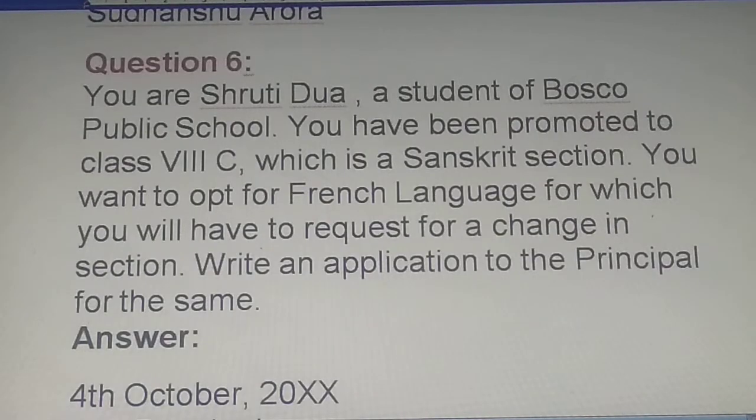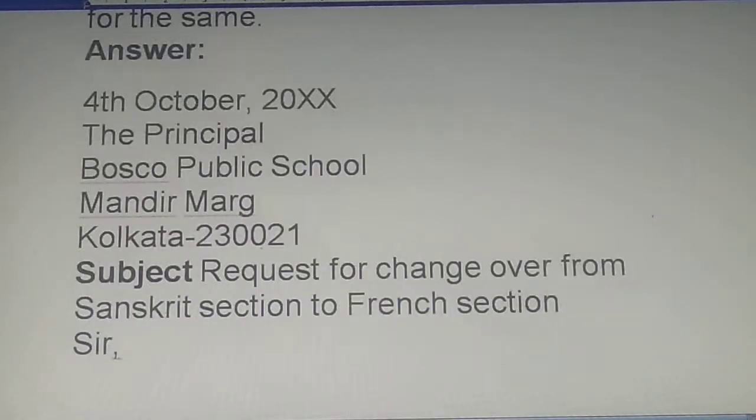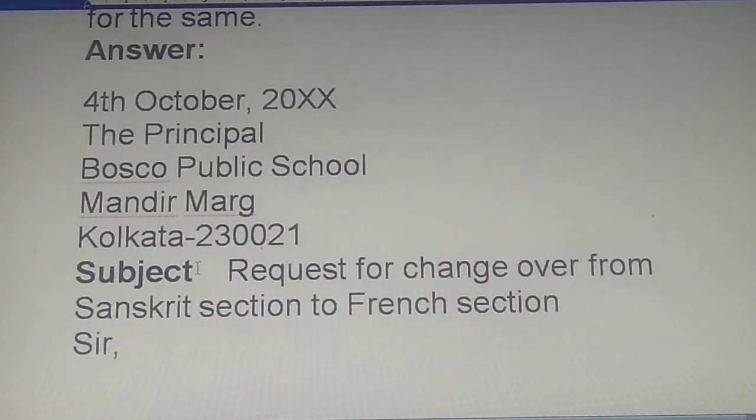Okay. One more question. You are Shruti Dua, a student of Bosco Public School. You have been promoted to Class 8C, which is a Sanskrit section. You want to opt for French language, for which you have to write an application to the principal. So this is how you write it. And what's the subject here? So address, then subject. What's the subject? Request for change over from Sanskrit section to French section.